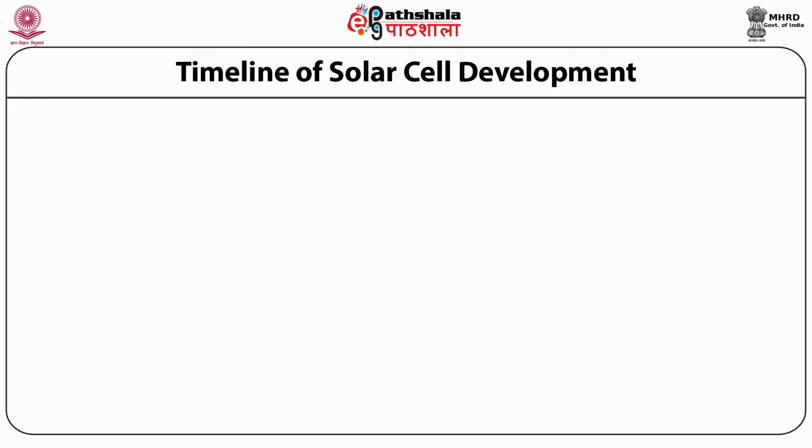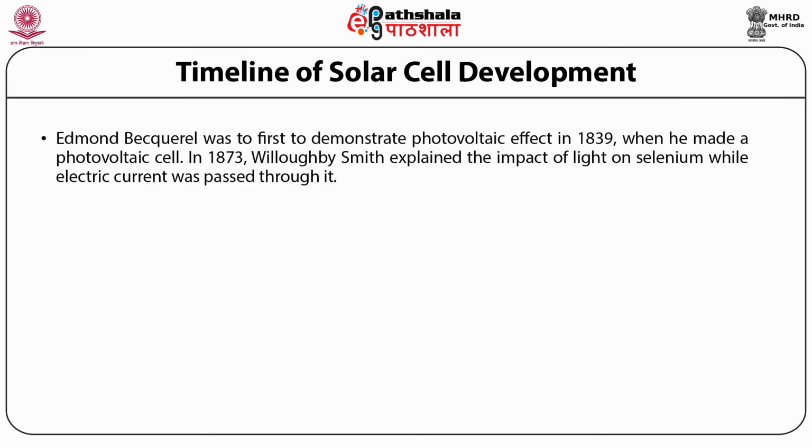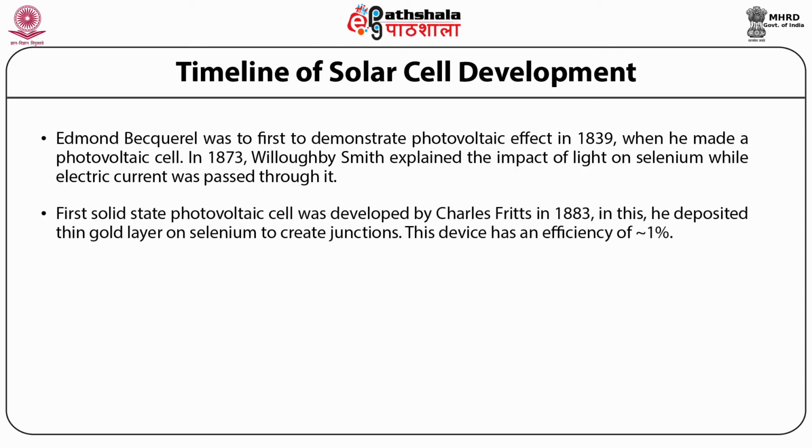We will next discuss the timeline of solar cell development. Edmund Becquerel was the first to demonstrate the photovoltaic effect in 1839 when he made a photovoltaic cell. In 1873, Willoughby Smith explained the impact of light on selenium while electric current was passed through it. The first solid-state photovoltaic cell was developed by Charles Fritts in 1883. In this, he deposited a thin gold layer on selenium to create junctions.